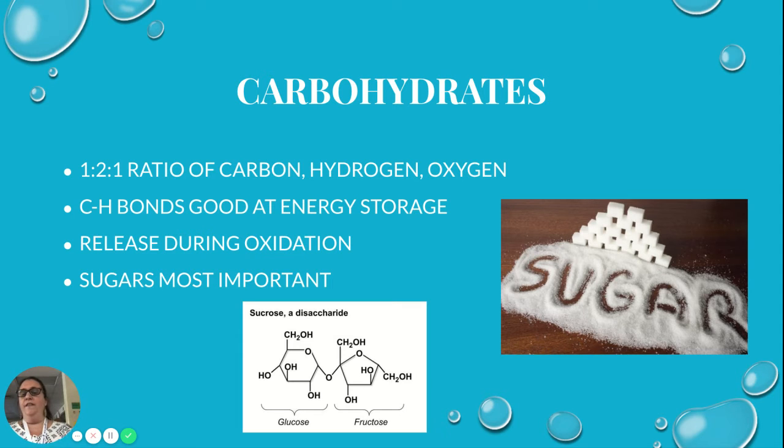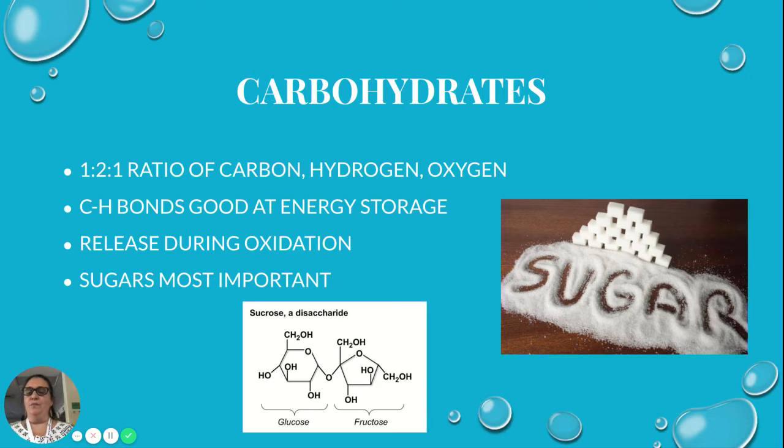So we've got a 1 carbon to 2 hydrogens to 1 oxygen ratio. There are a lot of C to H bonds, so carbon to hydrogen bonds, that are really good at energy storage. And that energy is released during a process called oxidation. Oxidation is loss of electrons. So that's how we get that energy. Reduction is gain. We'll talk more about that in our energy unit.